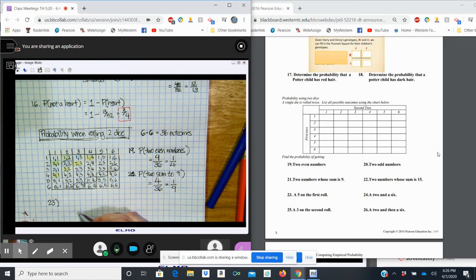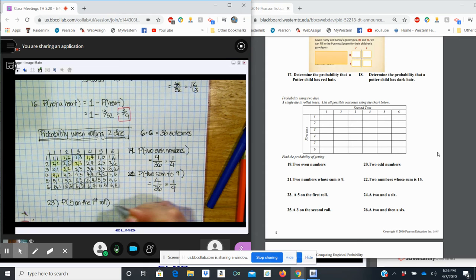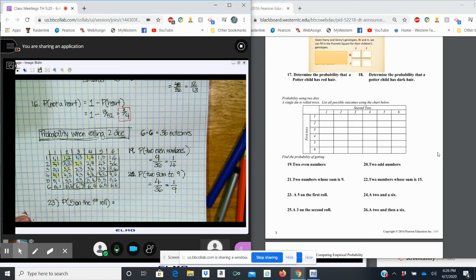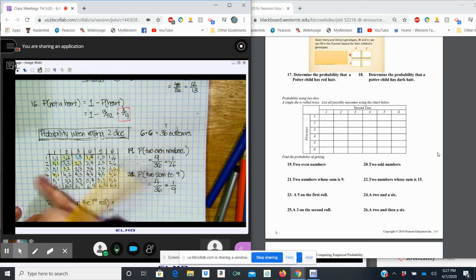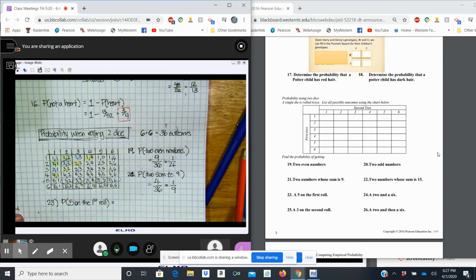23 says what's the probability of a 5 on the first roll? So that means I'm going to get rid of all of these now, and I only want to pay attention to the ones that had a 5 on the first roll. Well, there's my first roll: 1, 2, 3, 4, 5, 6. And I have a 6 out of 36, which will reduce to 1/6.